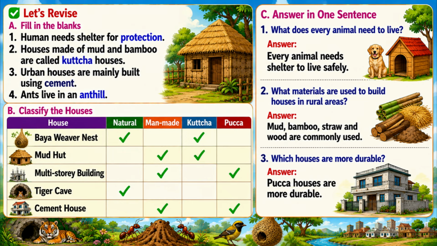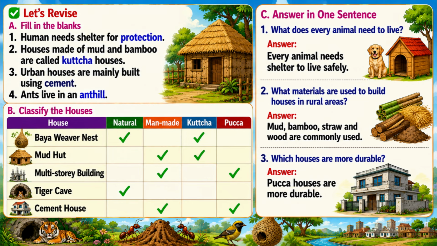First, fill in the blanks. 1. Human needs shelter for protection. 2. Houses made of mud and bamboo are called kutcha houses. 3. Urban houses are mainly built using cement. 4. Ants live in an anthill.